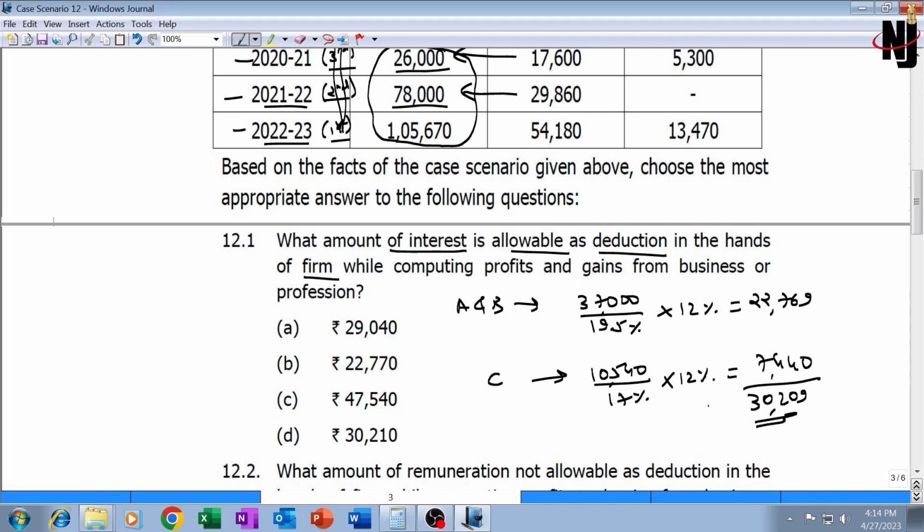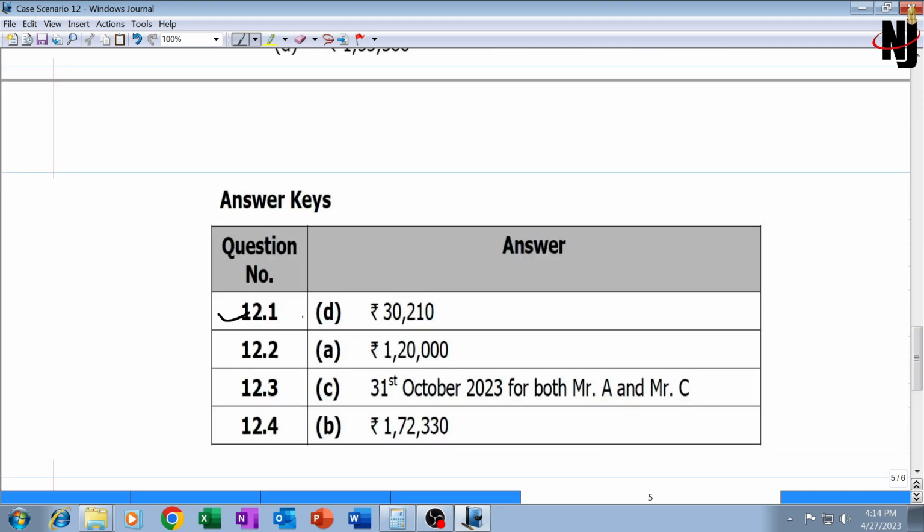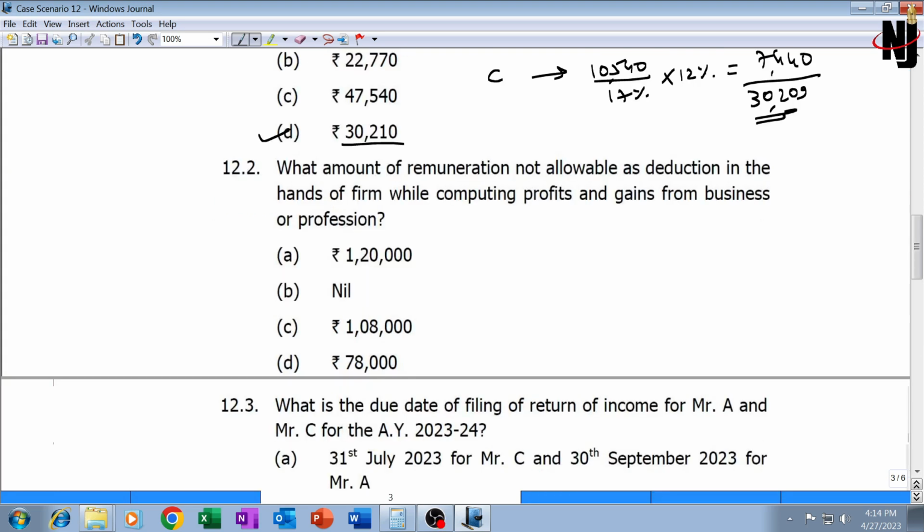30,209. Let's check the institute's answer. They have rounded it off to 30,210. D is the answer. However, they should not have done this, but it's okay. Let's check the institute's answer. Institute's answer is also D. For 12.1, 30,210. Now 12.2.